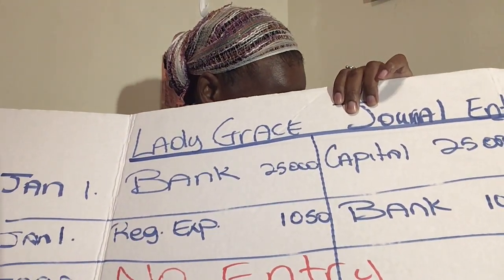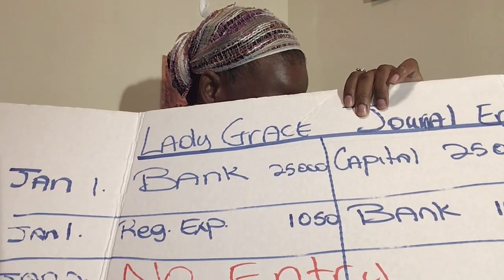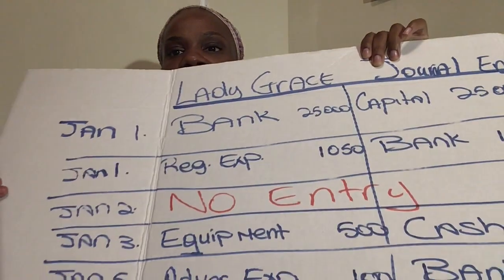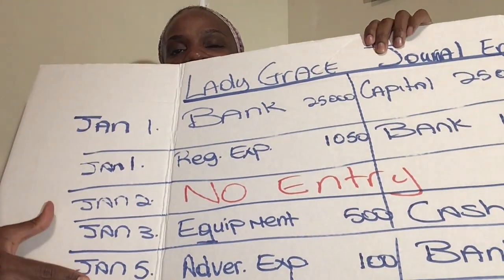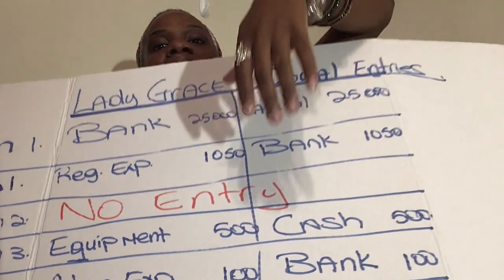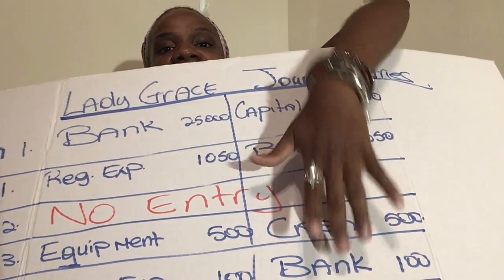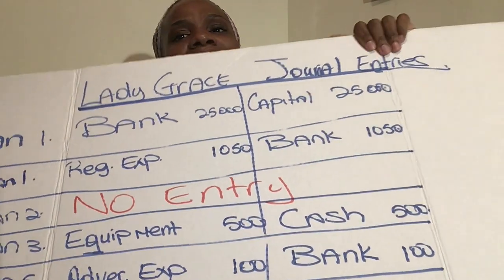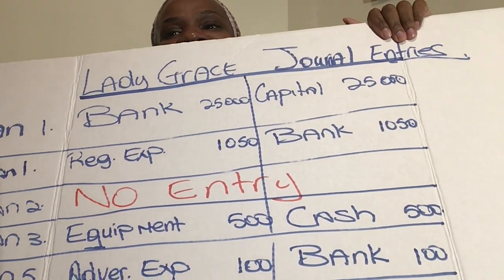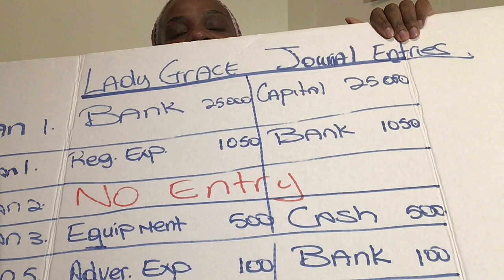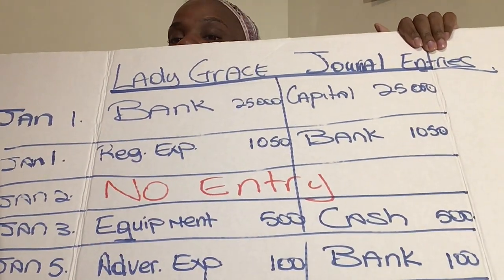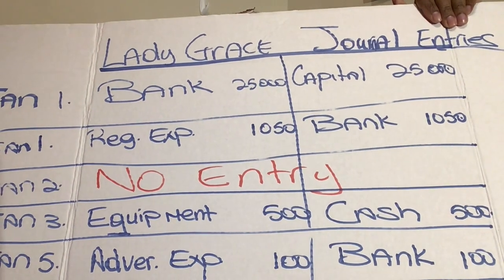On January 5th, Grace paid a $100 check for advertising expense to print flyers and banners. So, what are we getting? I'm not sure what we're getting, but I paid check, so I know that bank is $100. I hope this is not upside down. So bank is $100, and advertising expense would be debited, right?